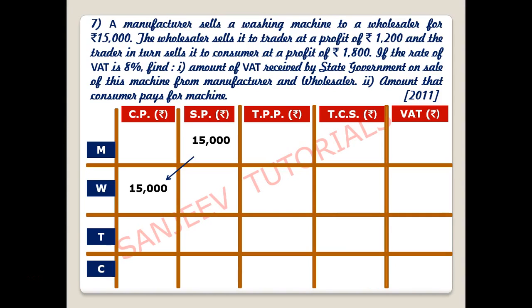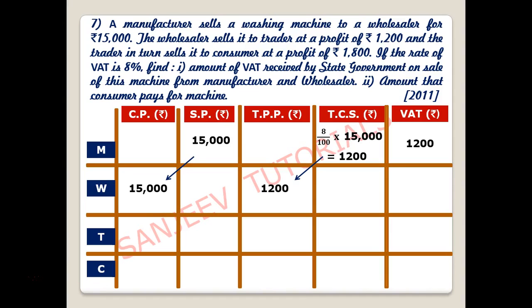For manufacturer, tax collected on sale will be 8% of 15,000. That is equal to rupees 1,200. This 1,200 is actually the tax paid on purchase by wholesaler. The 1,200 that is collected by manufacturer goes to government directly as VAT.